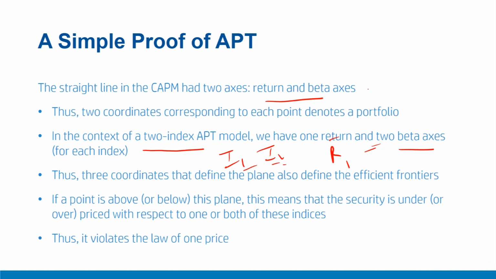So in the context of CAPM, we had the efficient frontier defined by only two coordinates. Here we have three coordinates, one corresponding to return and two corresponding to two beta axes, which define the efficient frontier as well. If any portfolio which is represented by a point is above or below this plane, that means that security or portfolio is under or overpriced. And therefore, this violates the law of one price. That means at equilibrium, all the securities that have similar risks should fall on the same point. In this case, that point becomes a plane, so they should fall on that equilibrium APT plane.